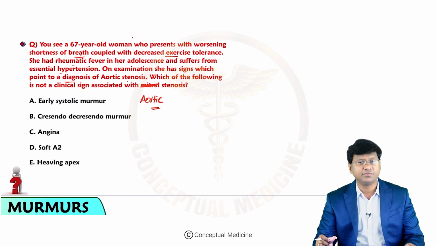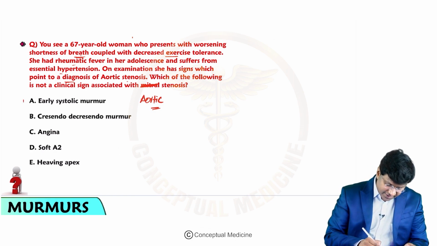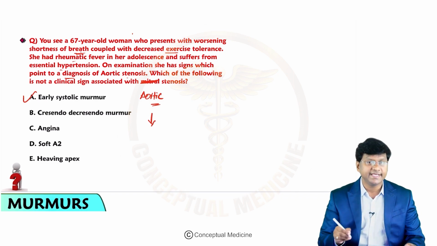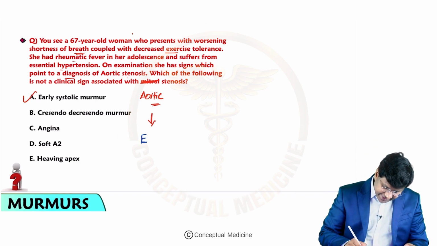So the one which is not favoring your aortic stenosis will be the early systolic murmur. Just now we have discussed that in case of aortic stenosis, the murmur that you have is an ejection systolic murmur.